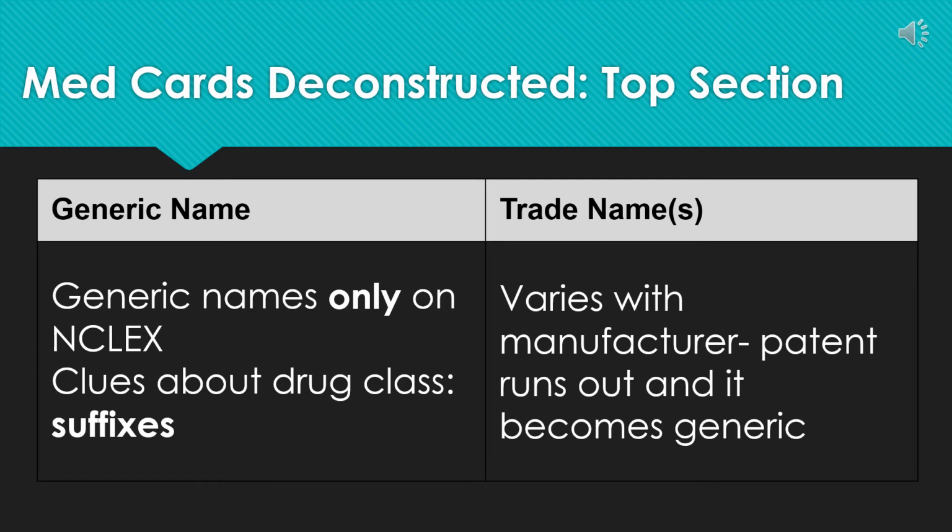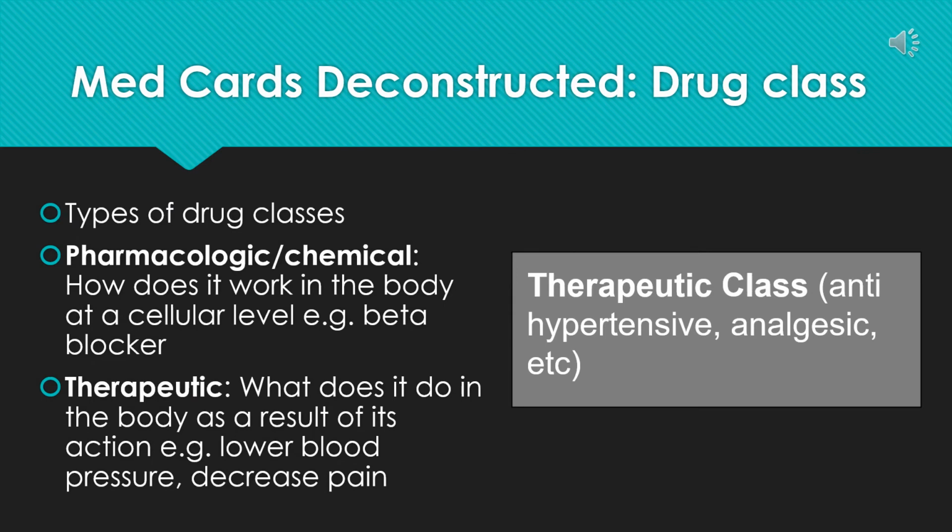The trade names vary with the manufacturer. What happens is they create a drug, they get a patent, and then after the patent runs out, it becomes generic, and other manufacturers can manufacture that drug too. So that's why there's just a ton of trade names for one generic drug, and it's the same drug. I've said before that you'll never be able to know all the names of all the drugs, but it's good to know the drug classes, especially the big ones that you give all the time.